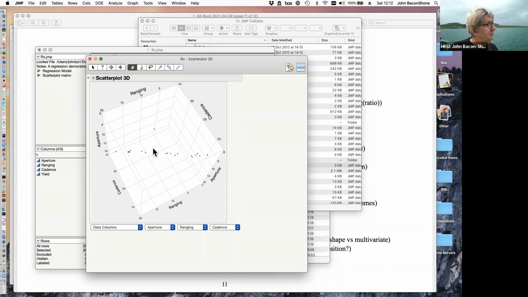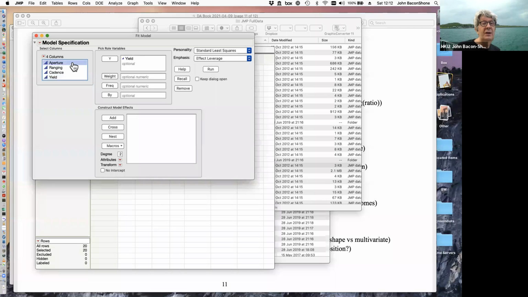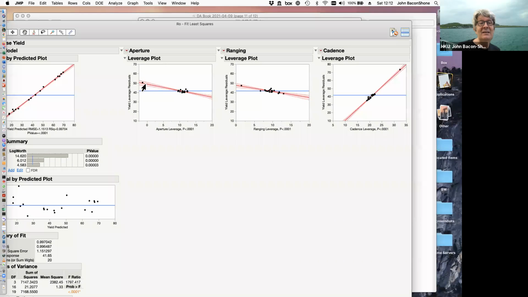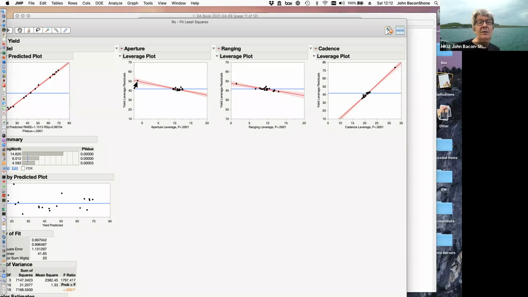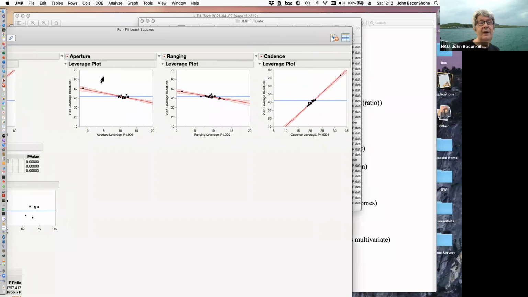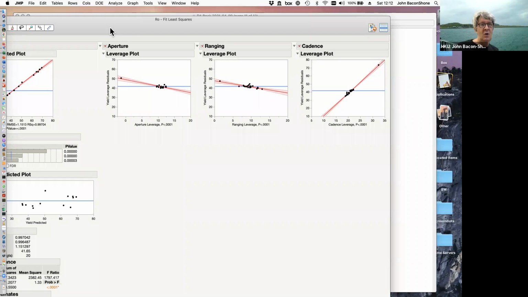Okay? So how do we identify that something like this is the case? Well, you remember in our fit model, the crucial thing was this extra thing here called leverage. So leverage is basically telling us, for each of these data points, how much do they affect our conclusions about this particular variable's impact? So you'll see that this data point 20, particularly for cadence, but also for aperture and ranging, is so important compared to all the other data points. So that should be a warning to you. You need to be careful that there is a data point here which has a big impact on your conclusions.